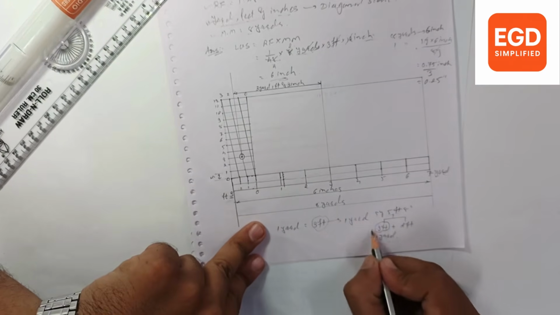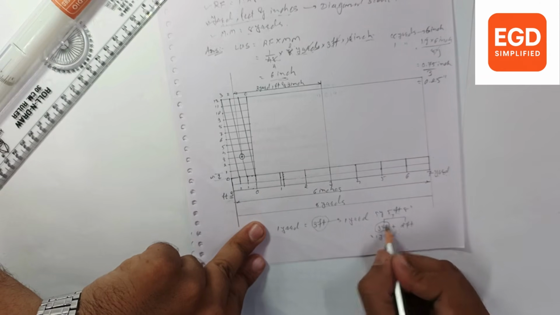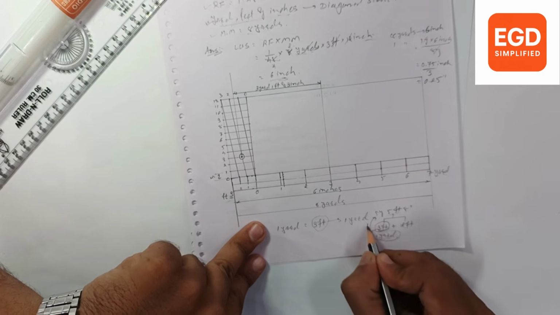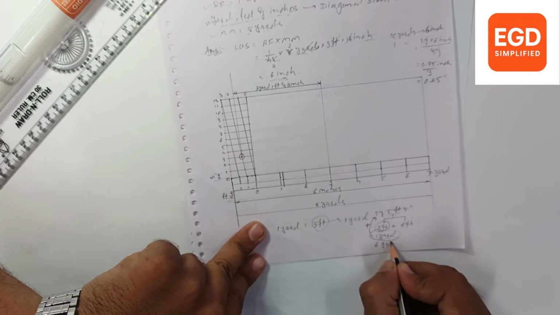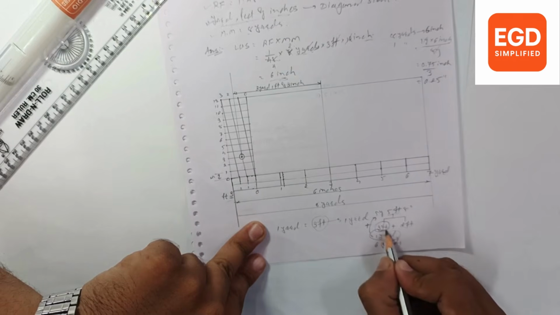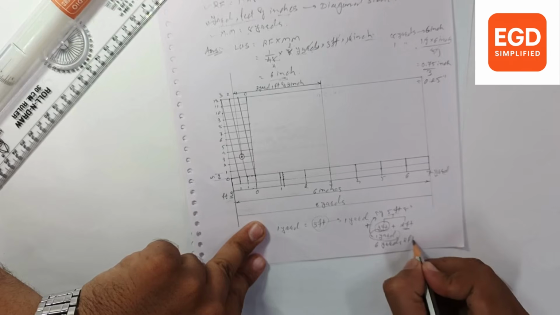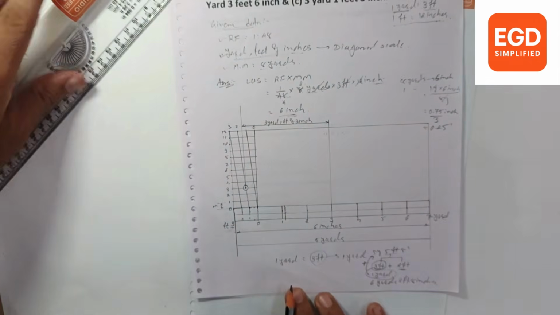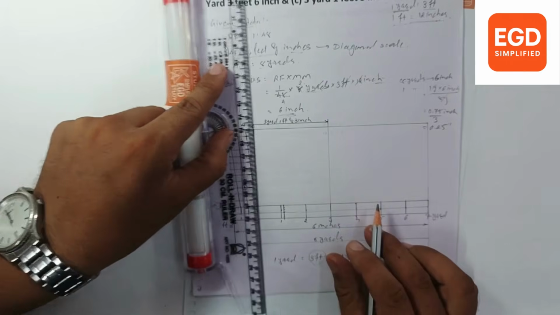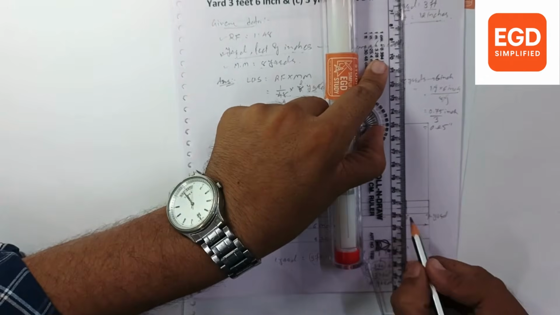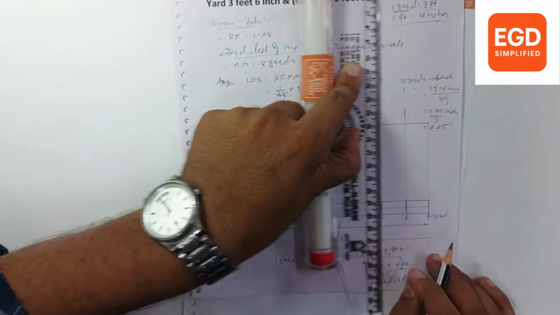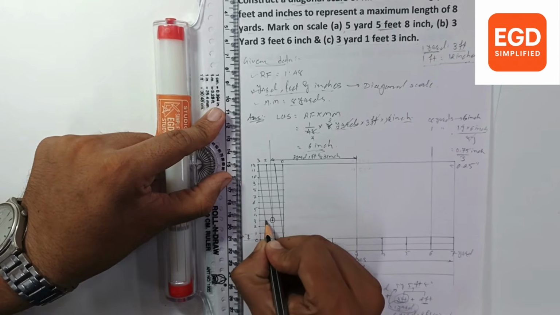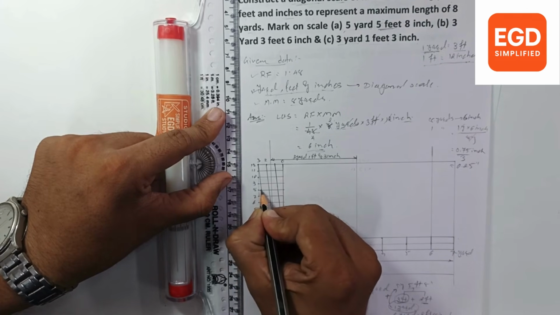So what we can indicate? 5 yard, we have separated 3 feet, that is equal to 1 yard, plus 2 feet. So 1 yard we will add into this 5. So it will become 6 yards. Then the remaining 2 feet remain. 2 feet and 8 inches. We will indicate this measurement over there. Okay, 6 yards, then 2 feet 8 inch. 2 feet, 1, 2, 3, 4, 5, 6, 7 and 8 inch.